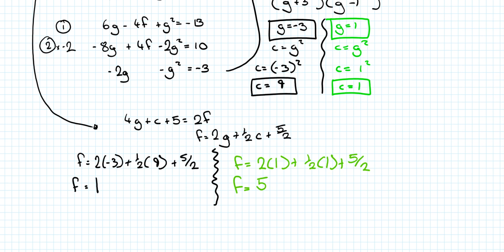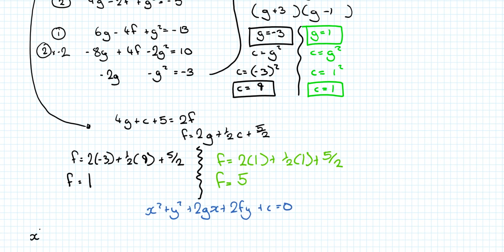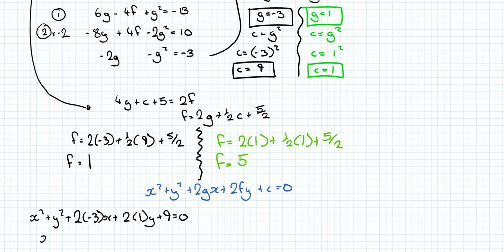And now we have our two equations, because I can just sub all of that into x squared plus y squared plus 2gx plus 2fy plus c is equal to 0. And we're getting the black one: x squared plus y squared plus 2 times minus 3 x plus 2 times 1 y plus c, which is 9, is equal to 0. X squared plus y squared minus 6x minus 2y plus 9 is equal to 0.